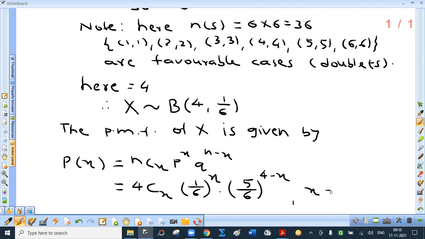Okay. And x can assume which values? X can assume values 0, 1, 2, 3, 4. Why up to 4 only? Because the experiment is performed how many times? 4 times.